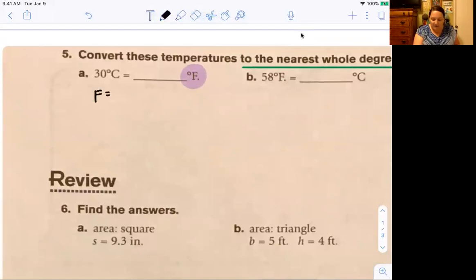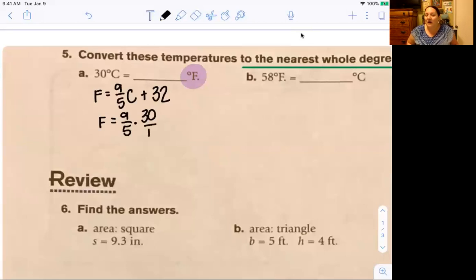Fahrenheit equals 9/5 C plus 32. So we're going to take our 9/5 times whatever C is and add it to 32. So let's do that. Fahrenheit equals 9/5 times 30 over 1, because remember, we have to put a whole number over 1 whenever we're dealing with fractions, plus 32.